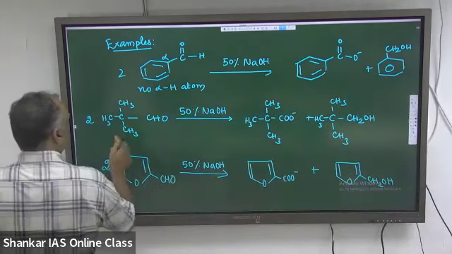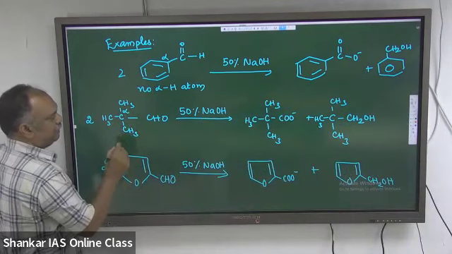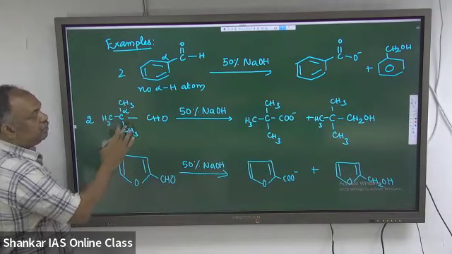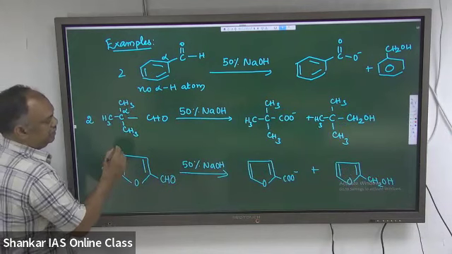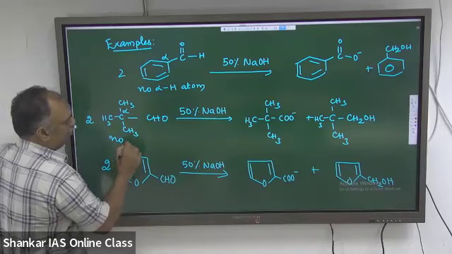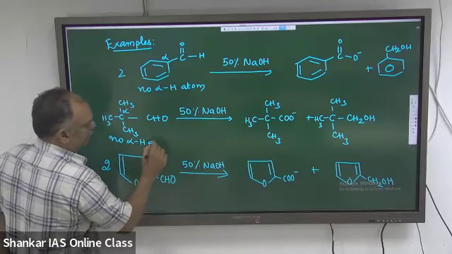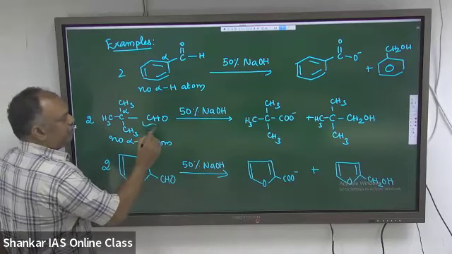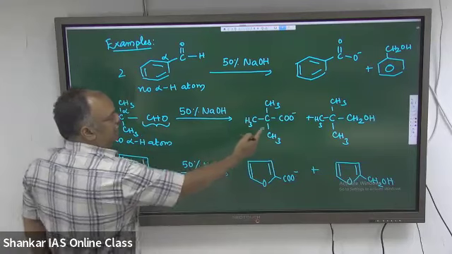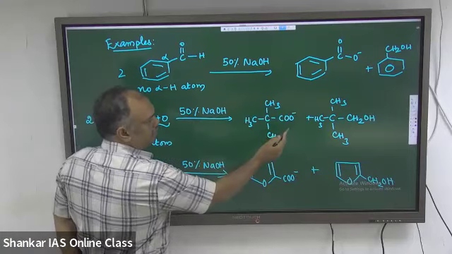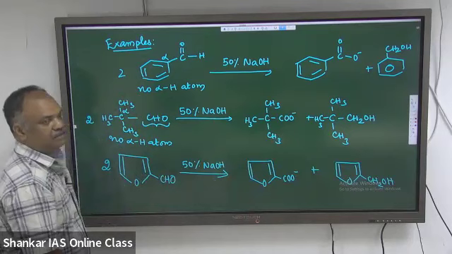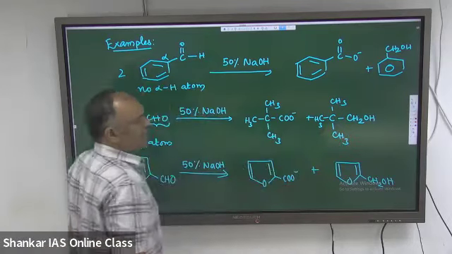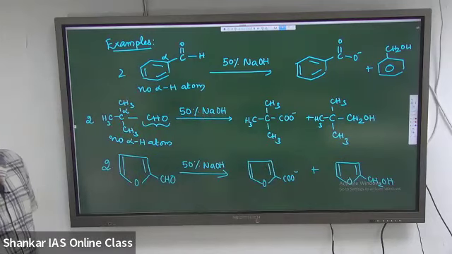Again, you look at it. This is the alpha carbon. This alpha carbon contains no hydrogen. It contains only methyls. So again, this is an example of a compound having no alpha hydrogen atom. Here, what you have to do is just oxidize the aldehyde functional group to the salt of the acid, and the other one is just to reduce the aldehyde functional group to the corresponding alcohol.